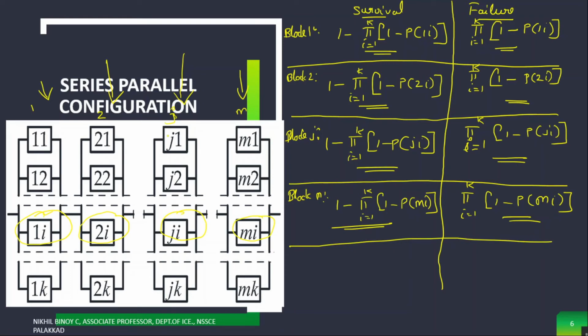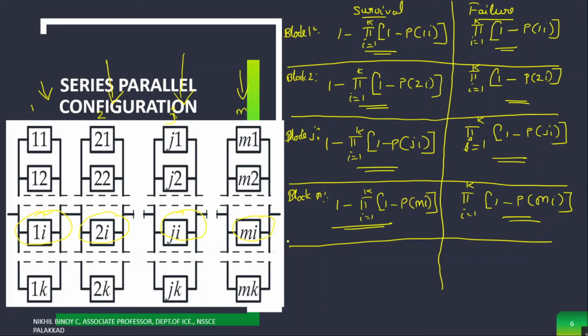Now we have the probability of survival of the first block, second block, third block, jth block, mth block. Now how to find the system reliability? Take the product of the probability of survival of each block. Why? The system will survive if all blocks survive. So we have an AND operation. If all blocks are independent, we have an AND operation between each block. The probability of survival of the system is equal to the probability of survival of block 1 and of block 2 and so on, up to the probability of survival of the mth block. This means we have to take the product of the probability of survival of each block.